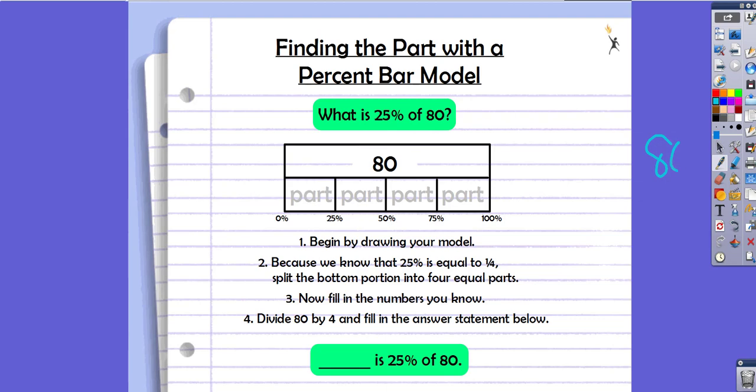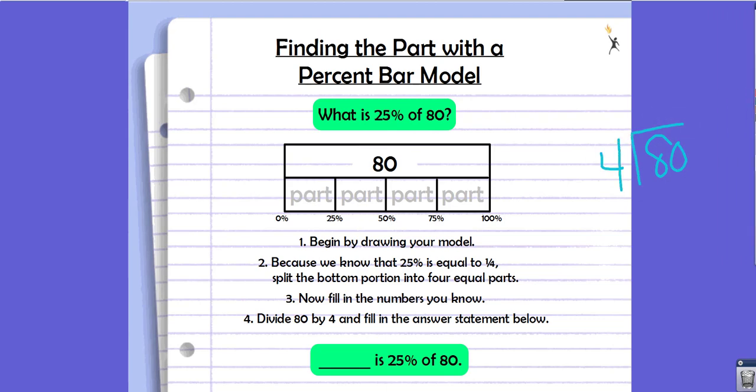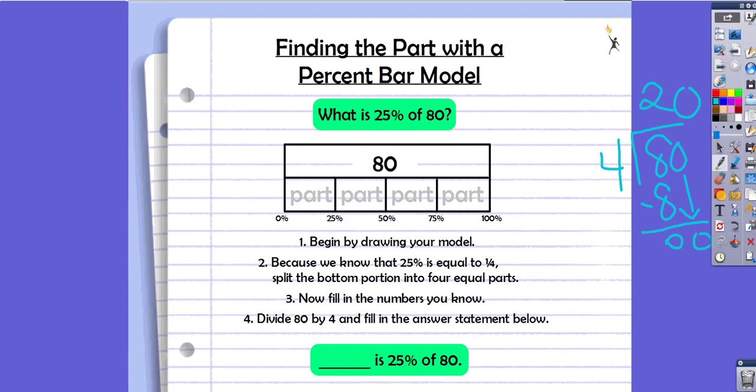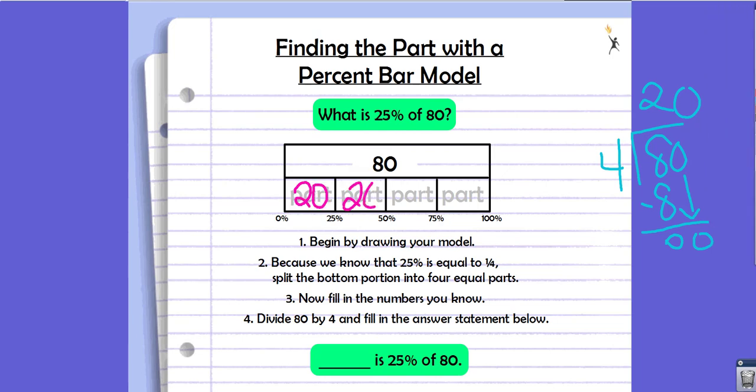I have 80 divided by 4. 8 can be divided by 4 2 times, because I know that 2 times 4 equals 8. And we still have the 0, so let's bring it down. 0 divided by 4 will give me 0, and that leaves me with nothing. What that means is that every single one of these pieces is going to be worth 20. So I know this part is 20, this part is 20, this part is 20, this part is also 20.